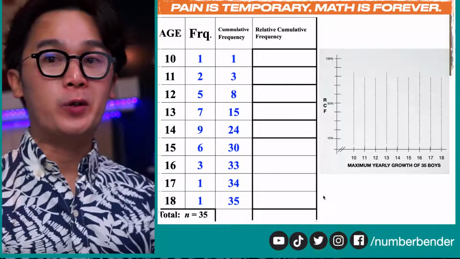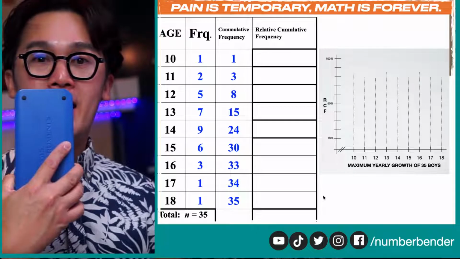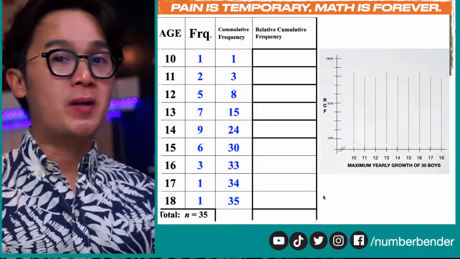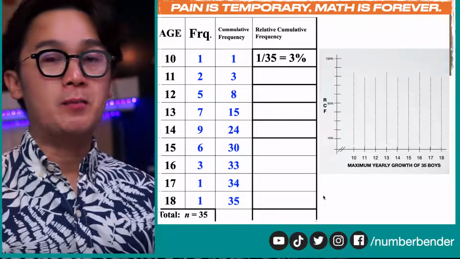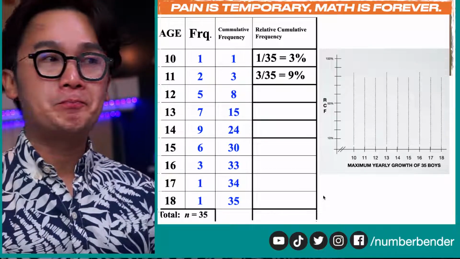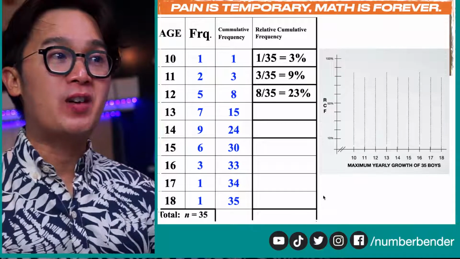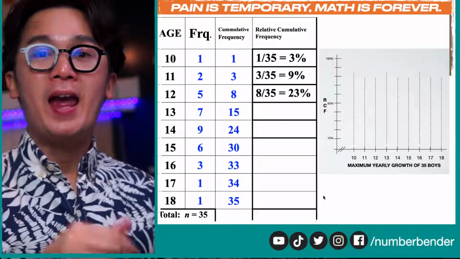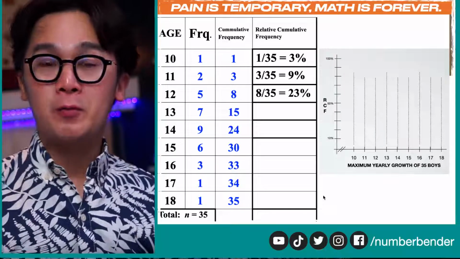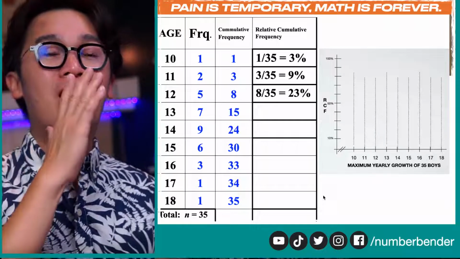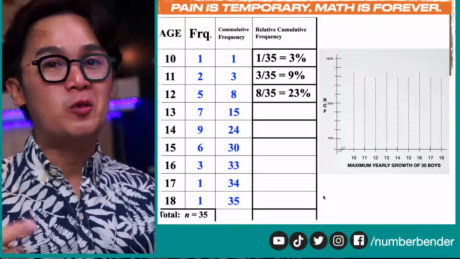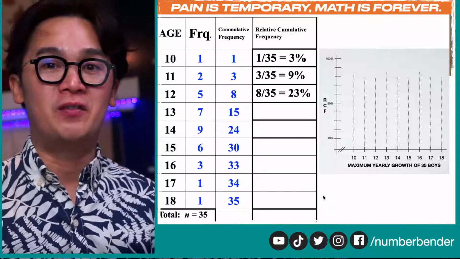So what we're going to do is use our calculator again and find 1 divided by 35, which is 3%. 3 divided by 35, which is 9%. 8 divided by 35, which is 23%. And notice that the relative cumulative frequency will give you a different value than the relative frequency because we're using different sets of data.